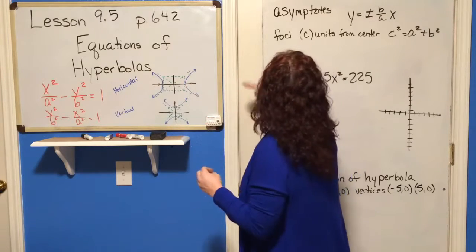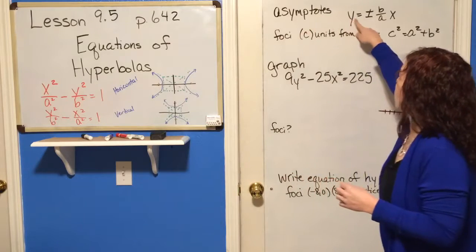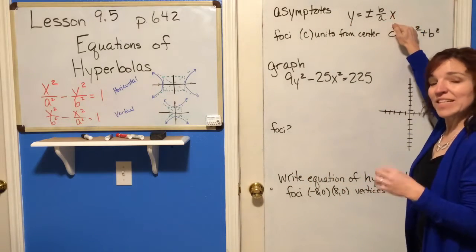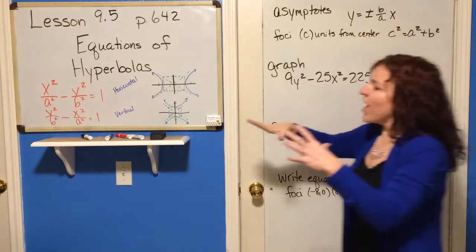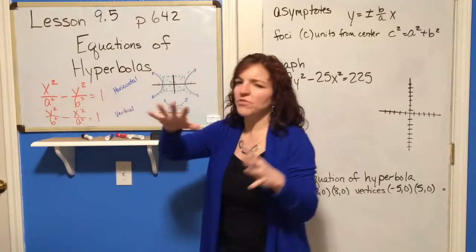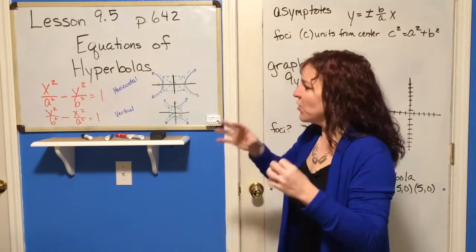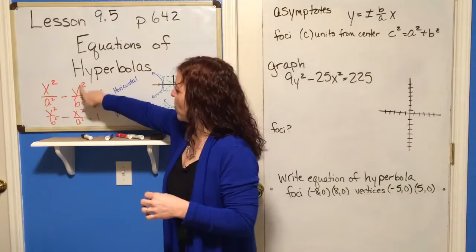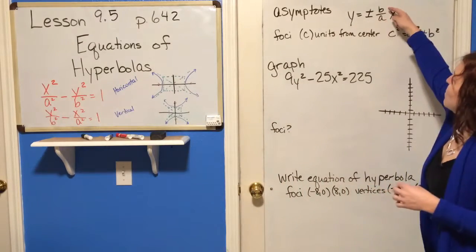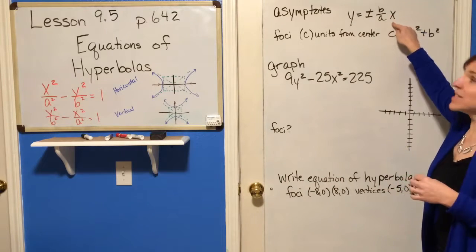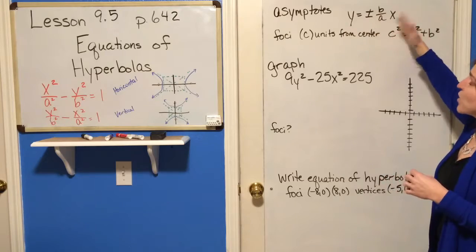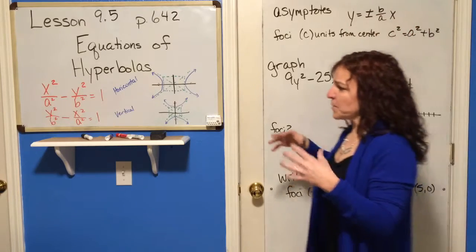So the asymptotes are y equals plus or minus b over a times x. Now, if you're looking in your book, they switch the a and the b if you've got horizontal or vertical, and for me that was more confusing. If you keep your b with the y, then it's always going to be b over a times x. So your asymptotes are y equals plus or minus b over a times x.